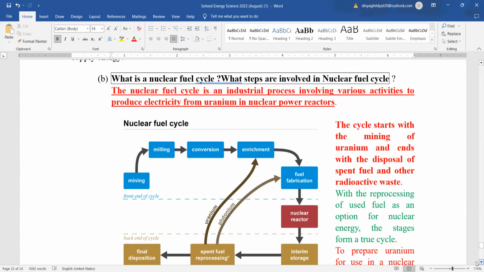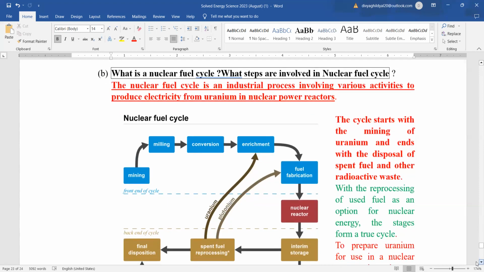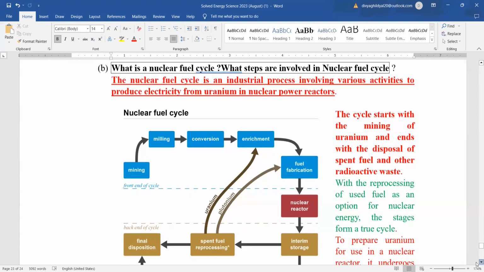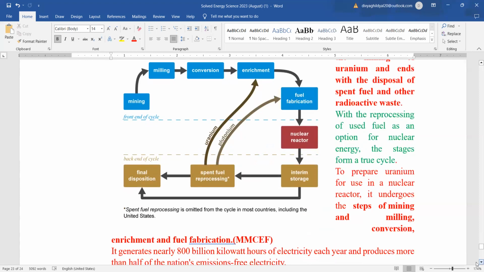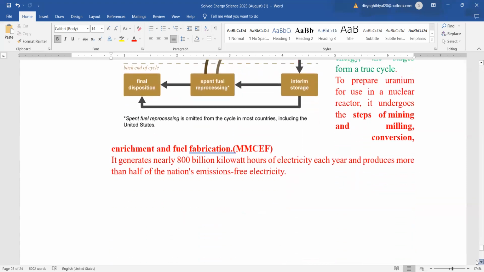Nuclear fuel cycle, steps involved in nuclear fuel cycle. The nuclear fuel cycle is an industrial process involving various activities to produce electricity from uranium in nuclear power reactors. The cycle starts here from mining of uranium and ends here with the final disposal of the spent fuel and other radioactive waste. And uranium, because it is being used in a nuclear reactor, undergoes the steps of mining, milling, conversion, enrichment, and fuel fabrication, MMCEF. The diagram itself will fetch you 5 marks. With more of this explanation, you can get 9 on 10 easily.